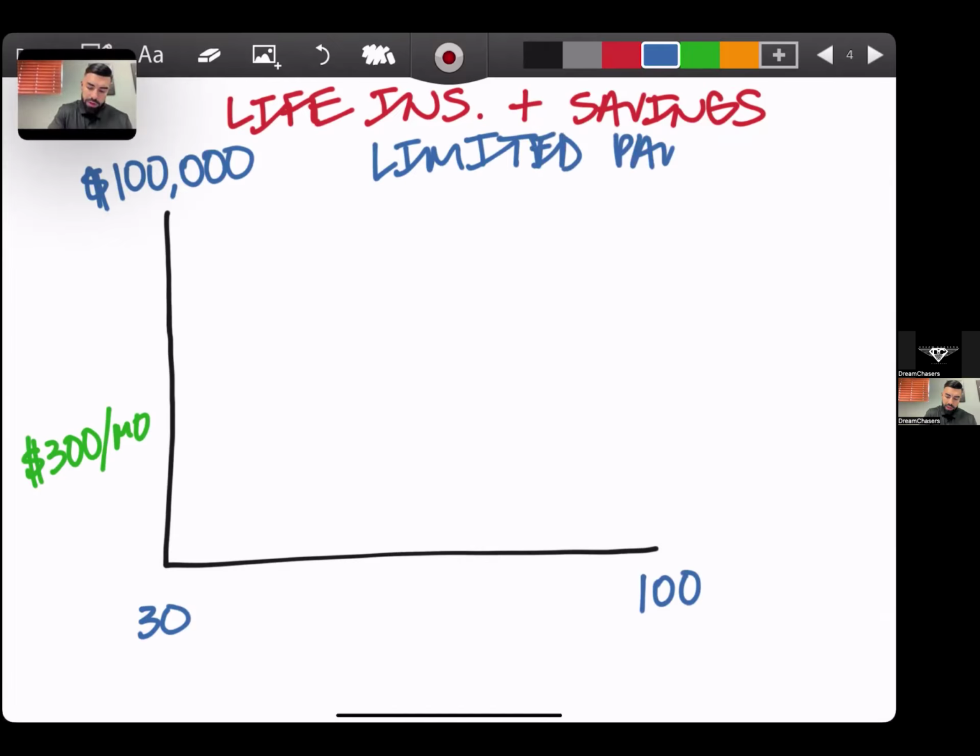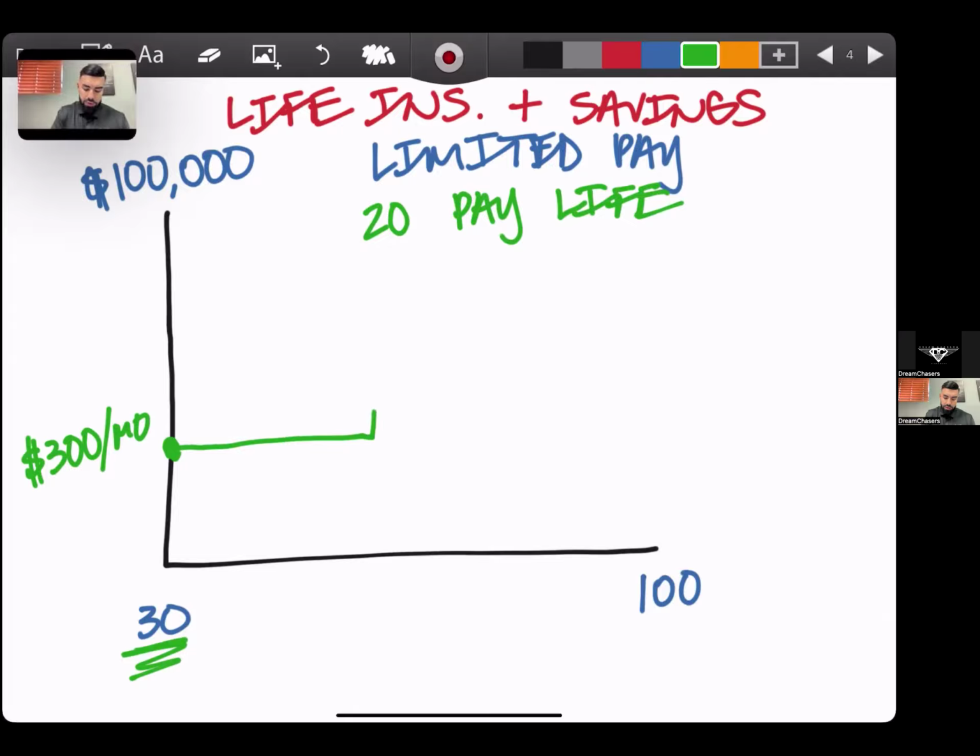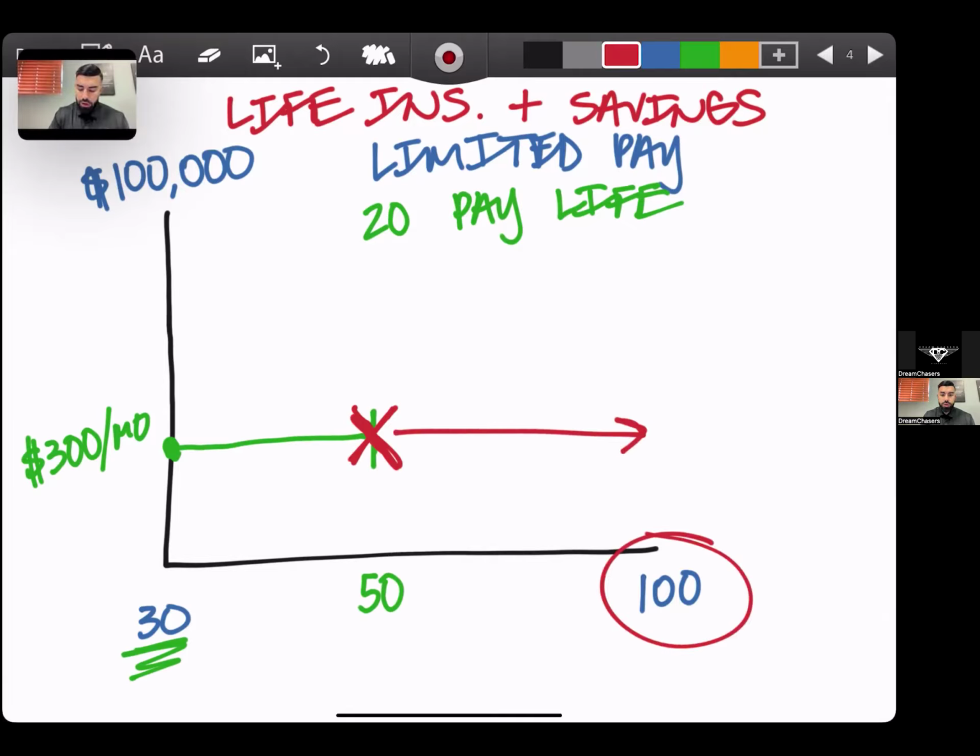So that means they're going to pay for this policy for a limited time. One of the examples that they gave us was 20 pay life, which means that from the moment the individual purchases this policy at age 30, they're going to pay for 20 years till they hit age 50. At age 50, they're going to stop making payments for the policy, but it's going to continue to cover them till they're 100 years old.